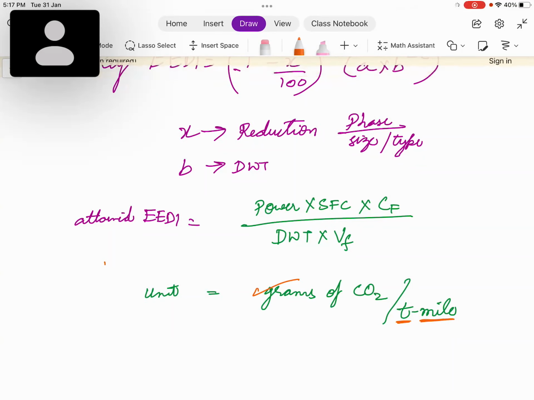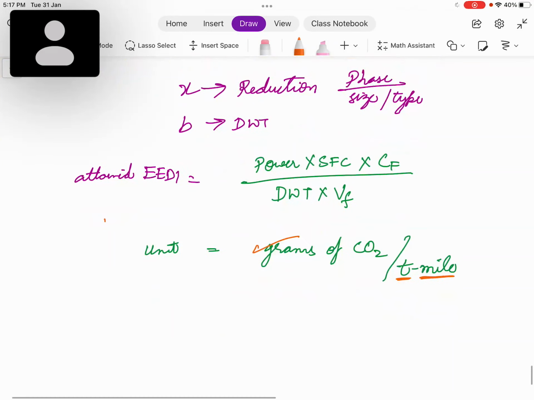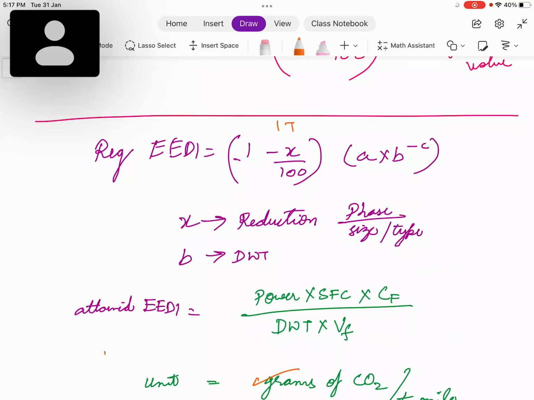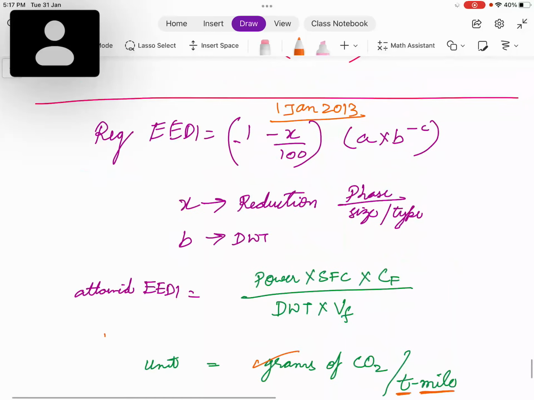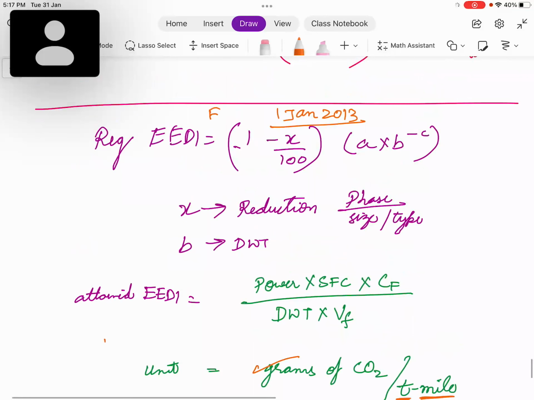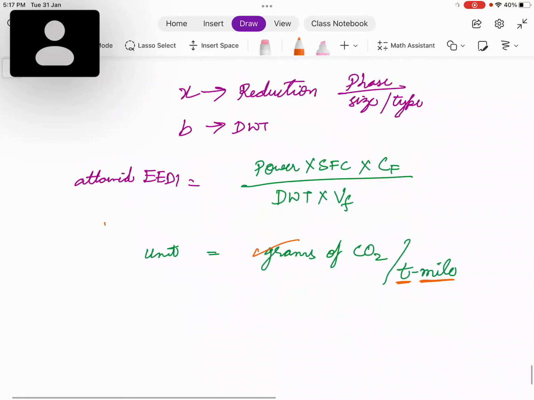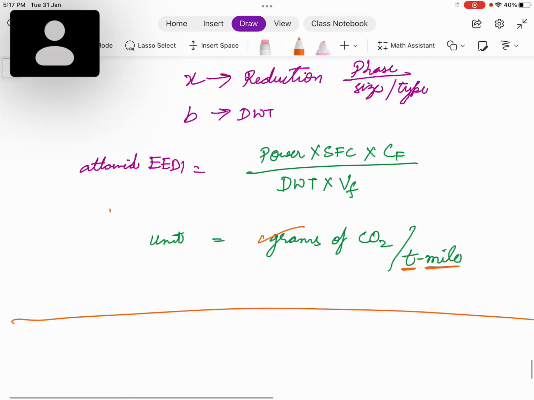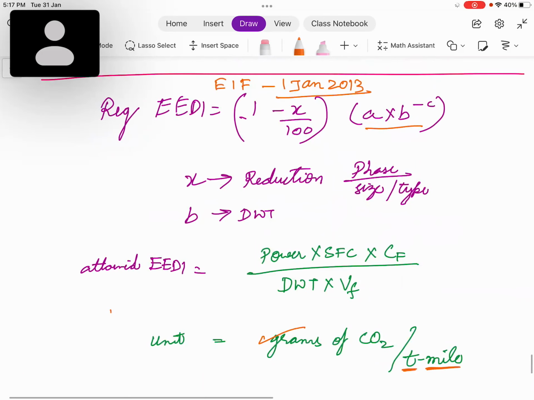Okay, shall we proceed? EDI came into force on 1st January 2013. Now let's move on to the next topic, which is also very important. You remember how this reference line value was derived? From the graph. Remember the graph, right? From there, it is the formula of the line.